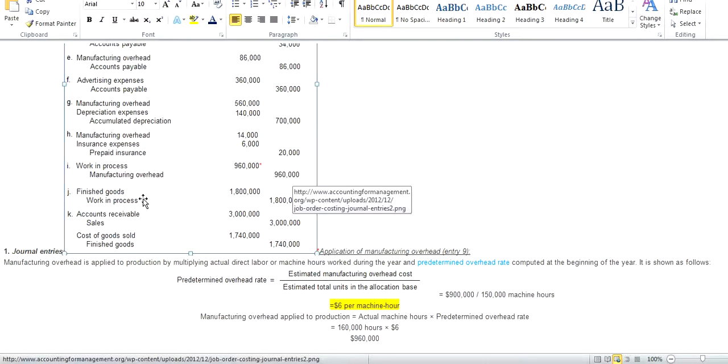This was the transfer. We finished the goods that were in production and we moved them into finished goods. So we reduce work in process inventory and we increase finished goods inventory. Then we record the sale of 3 million. And the last part is to transfer the goods from finished goods inventory because they're no longer available for sale, and we've moved them over to cost of goods sold.